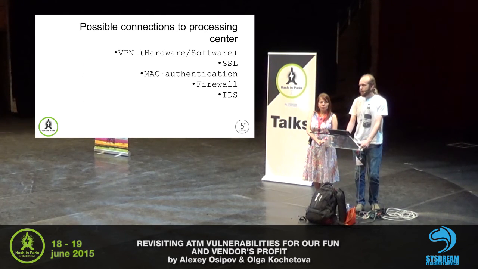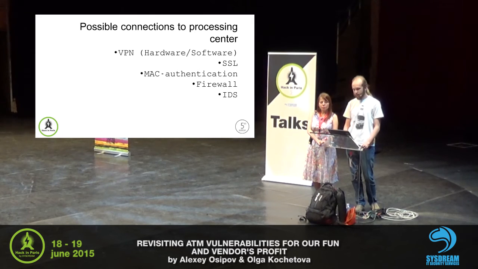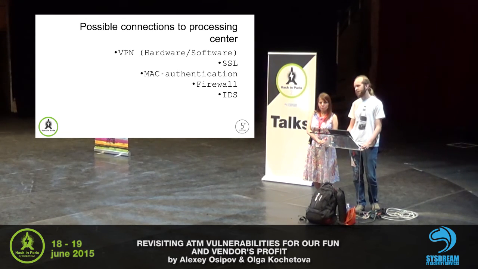What are possible connections to the processing center? It's a VPN, hardware or software. It's SSL. It's MAC authentication. You can use firewalls to protect ATMs from outer access. And of course, you can use IDSs to detect these attacks. Well, bankers say that they're not cost effective. They use nothing.